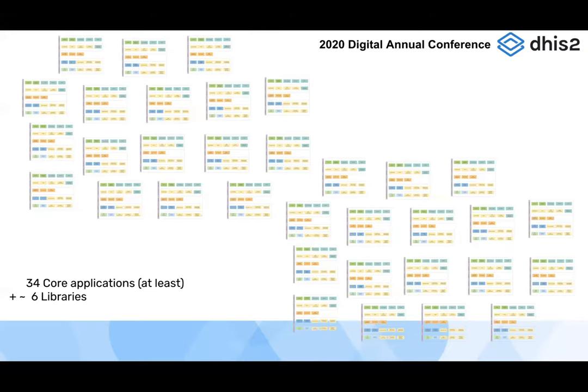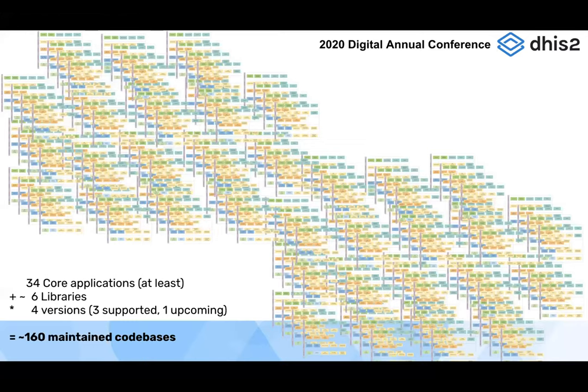And that takes a lot of time and it's a lot of code. And it gets even more crazy when you think about the number of versions of DHIS2 that we support. So before we had continuous application delivery, we have three supported versions of DHIS2 that are released and being used by people in the wild. And we also have one version that we're developing, the next version that's coming out. So that's four versions of every single one of these code bases that we have to maintain and develop on.